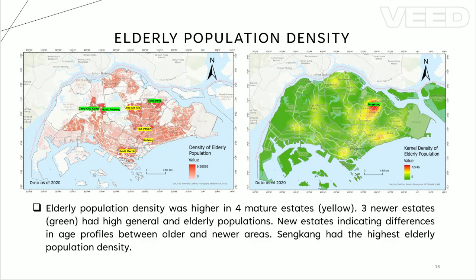Through kernel density analysis, we can see elderly population density was higher in 4 mature estates, yellow. 3 newer estates, green, had high general and elderly populations. New estates indicating differences in age profiles between older and newer areas. Sengkang had the highest elderly population density.